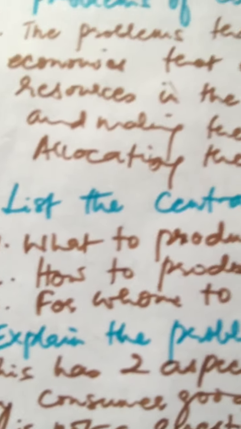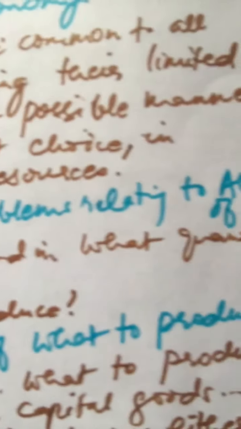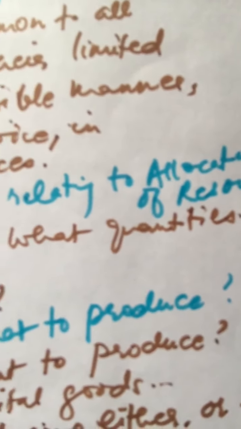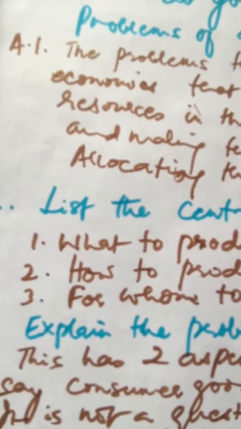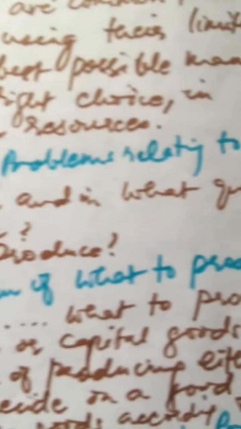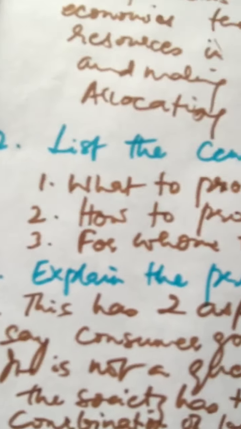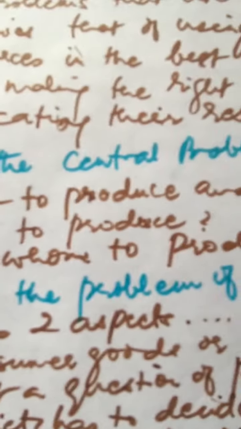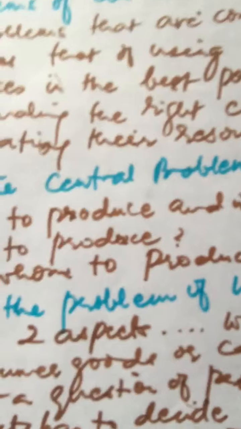Second was to list the central problems relating to allocation of resources. So what are the central problems? There are 3. One is what to produce and in what quantities. Second is how to produce. And the third problem, which is central to every economy, is for whom to produce.